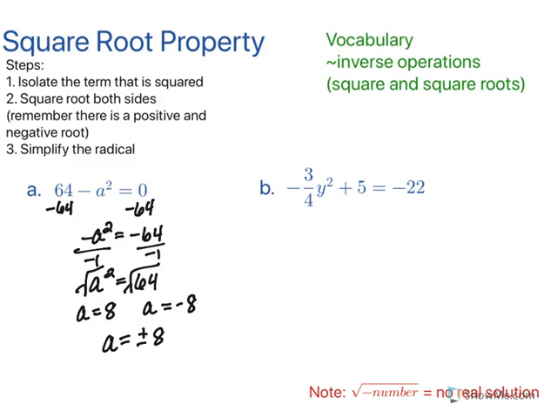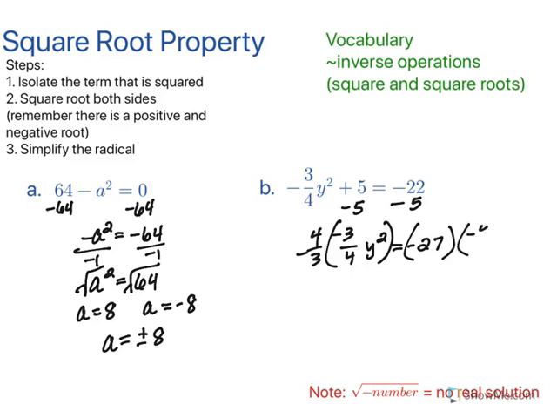Let's look at the next example. We have negative 3/4 y squared plus 5 is equal to negative 22. We're going to start by subtracting both sides by 5. This is going to give me negative 3/4 y squared is equal to negative 27. Our next step is going to be to multiply both sides by the reciprocal of our fraction. So in this case, our reciprocal of negative 3/4 would be negative 4/3.